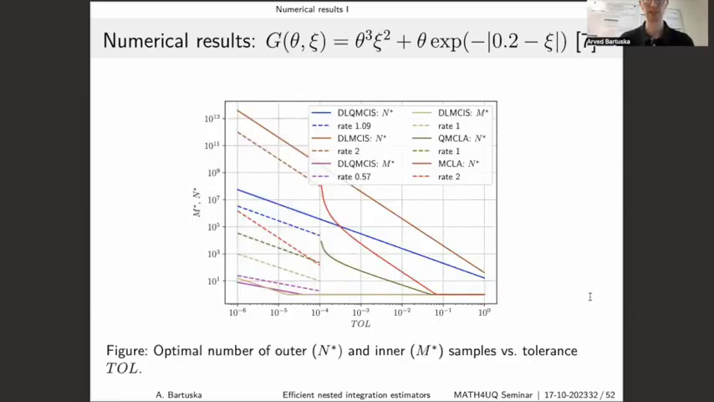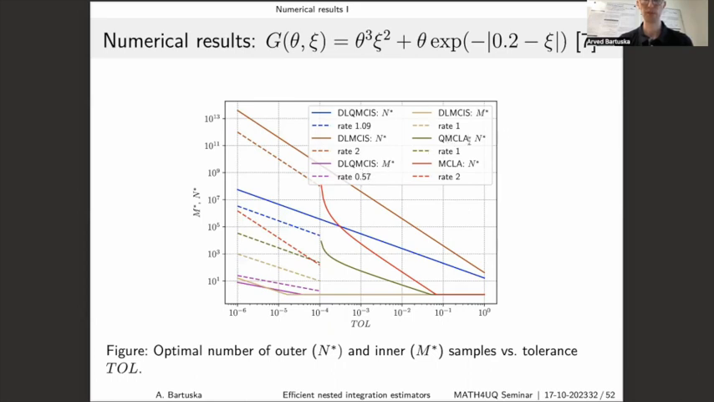So here we compare the rates of the estimator for the previous example. This is where we use randomized quasi-Monte Carlo for the outer samples, and this is Monte Carlo for the outer samples. We can see that the rate for the outer samples is drastically reduced compared to Monte Carlo. It's basically rate 1.09 compared to rate 2, which means it's almost optimal. For the inner samples, we have rate 0.57 instead of rate 1, and again, 0.5 would be optimal here.